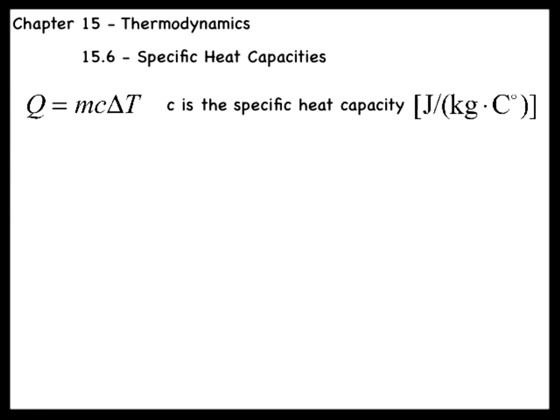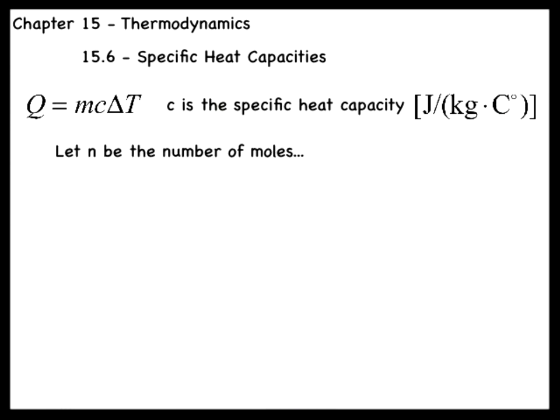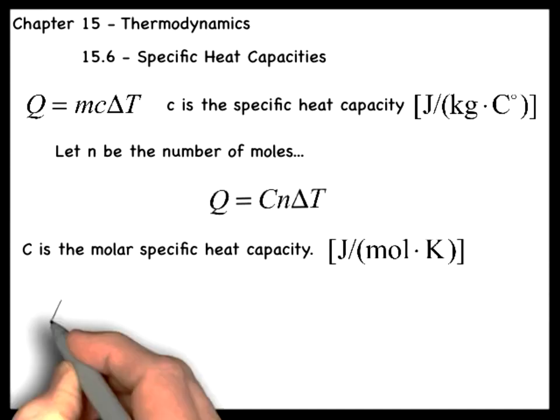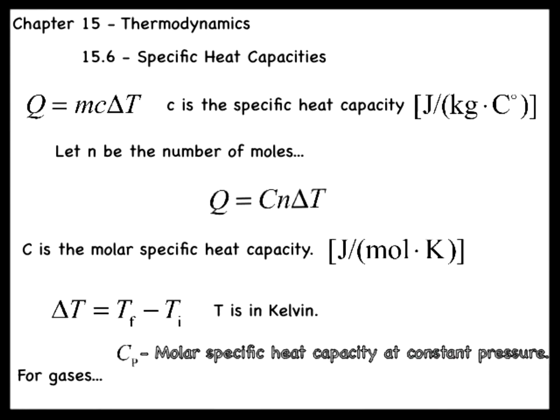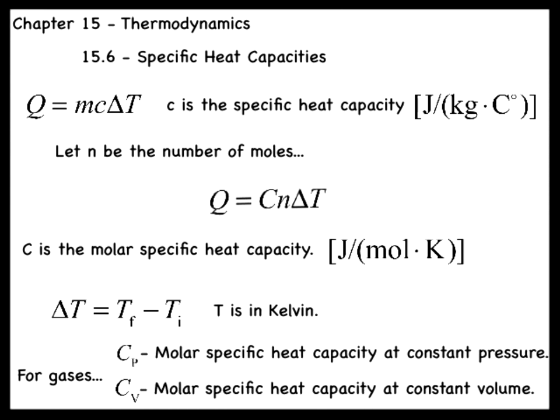However, it is useful to express the amount of material as the number of moles, n, as opposed to kilograms. Therefore, we replace Q equals mc delta T with the following analogous expression, where the capital letter C refers to the molar specific heat capacity with the units of joules per mole per Kelvin, and the change in temperature, delta T equals T final minus T initial, is in Kelvin. For gases, it is necessary to distinguish between the molar specific heat capacities Cp and Cv, which apply under conditions of constant pressure and volume respectively.